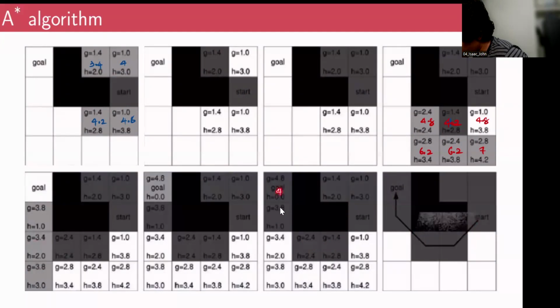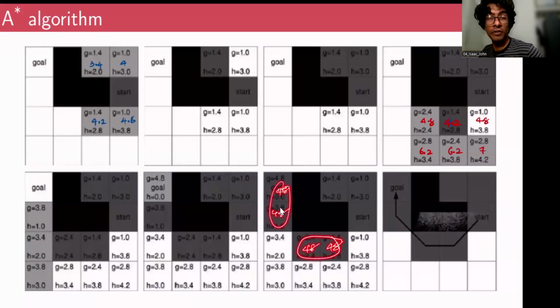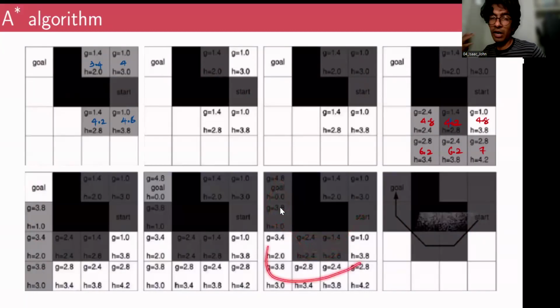Actually, this one is 4.8, 4.8. This is 4.8. Sorry, I made a mistake. This is 4.8. So these four nodes have the lowest total expected cost. So your ideal trajectory should be connecting all these ones, and every other path will have a cost higher than 4.8. So that's how this A star algorithm works.